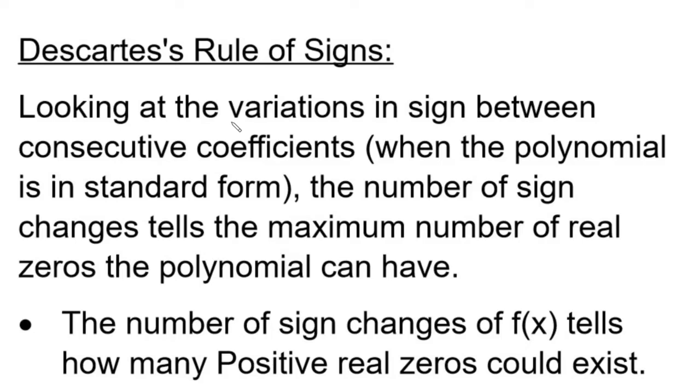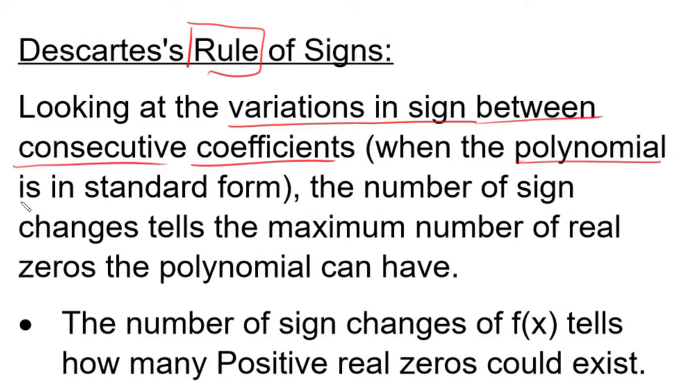Next, Descartes' rule of signs. Now, this is a very helpful rule, and it doesn't even go so far as to call itself a theorem. It's just a rule, and it's not the most fundamental. He just put his name on it, which he has a right to. Descartes' a pretty smart dude. Looking at the variations in sign between consecutive coefficients when the polynomial is in standard form, the number of sign changes tells you the maximum number of real zeros the polynomial can have.